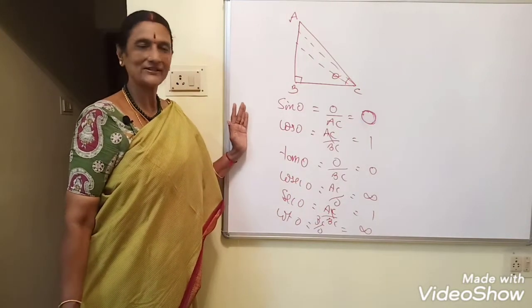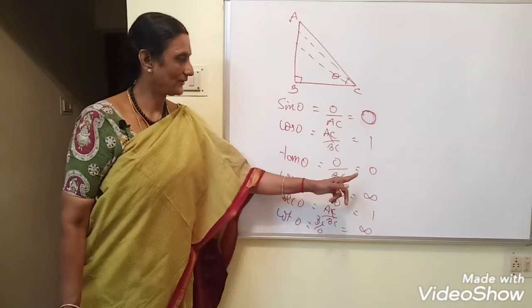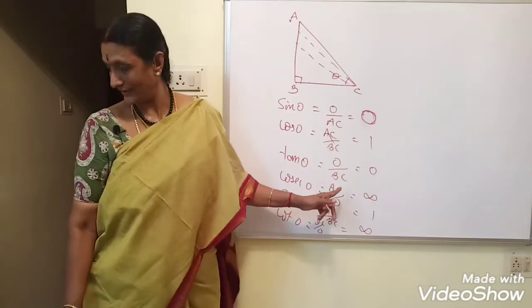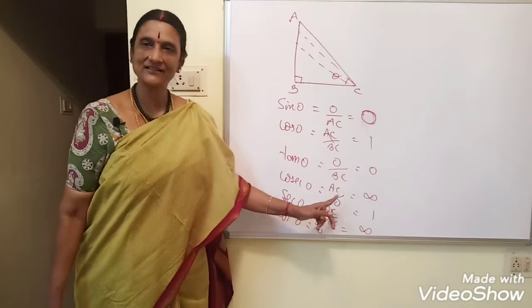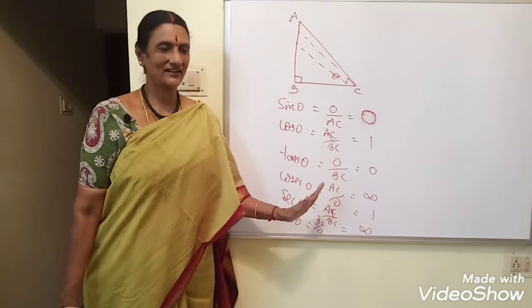Now go through the values. Sin 0 is 0, cos 0 is 1, tan 0 is 0, cosecant 0 is infinity, and secant 0 is 1, and cot 0 is infinity. Is it clear to you?